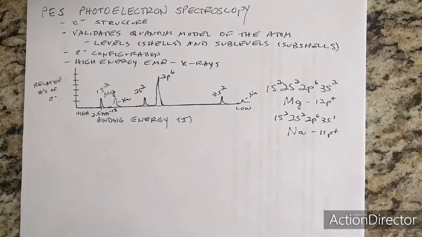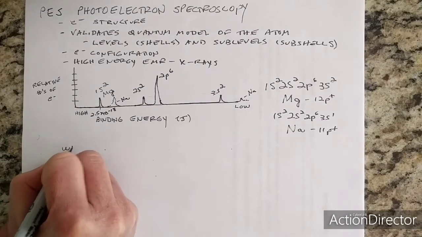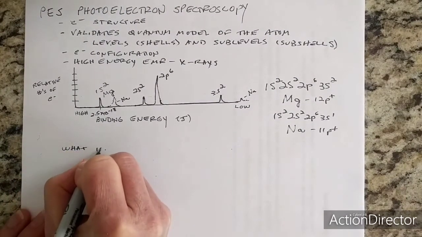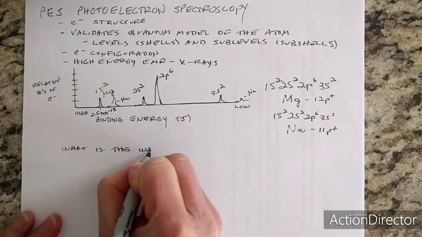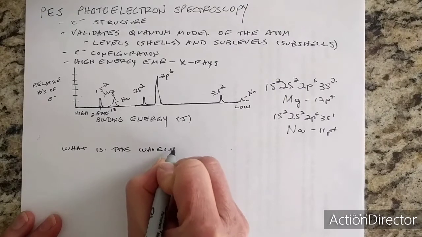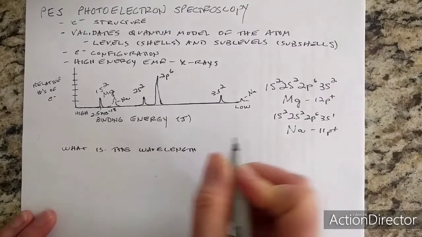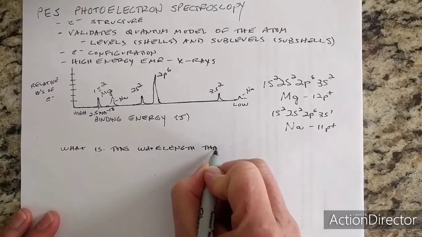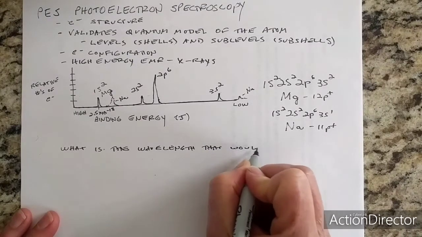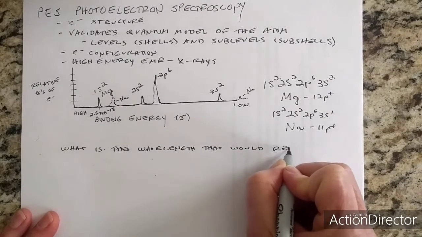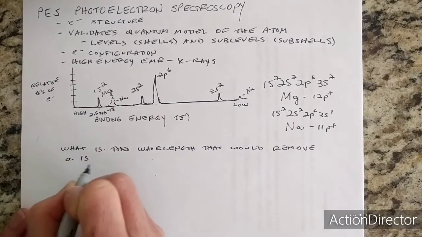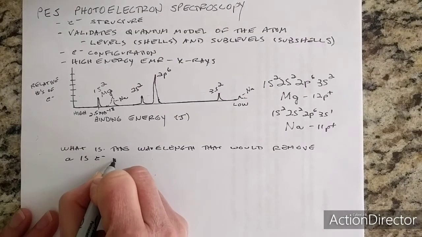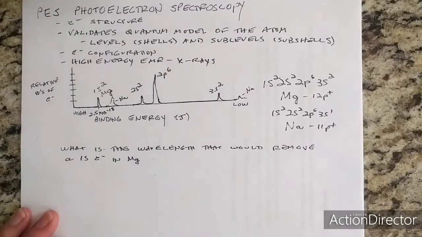And we want to figure out what is the wavelength that would remove a 1s electron in magnesium. Okay, and I just made up that number.